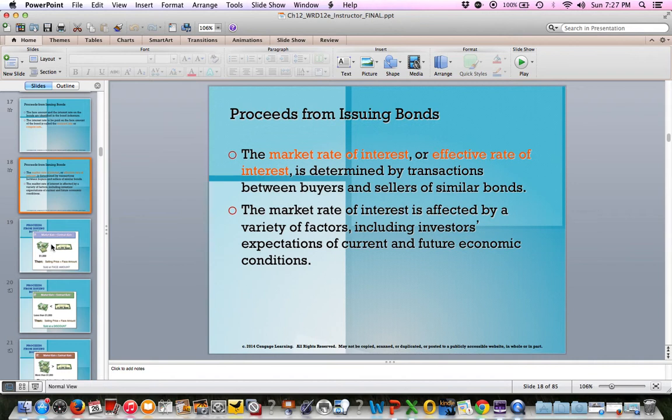The market rate of interest is affected by a variety of factors, including investors' expectations of current and future economic conditions. So general economic conditions impact market interest rates, including policies by the Fed, foreign governments, and what's going on in the economy of the world generally. Lots of things impact interest rates that nobody can really control. But just know that the market rate of interest compared to the stated rate of interest will impact the value of the bond.